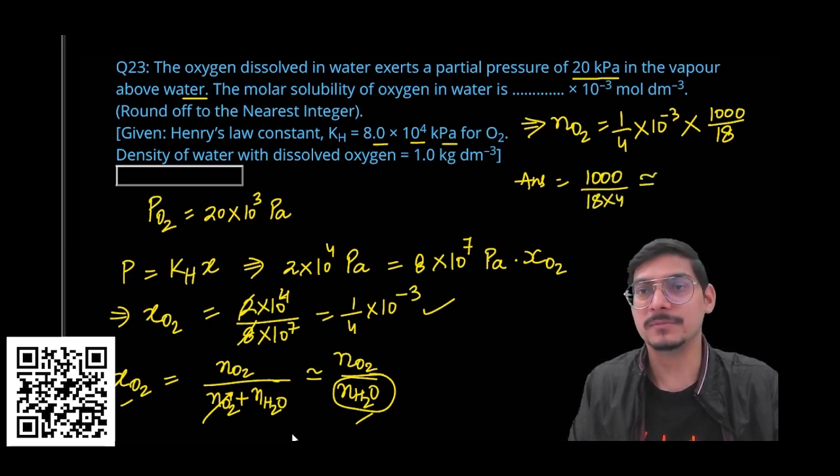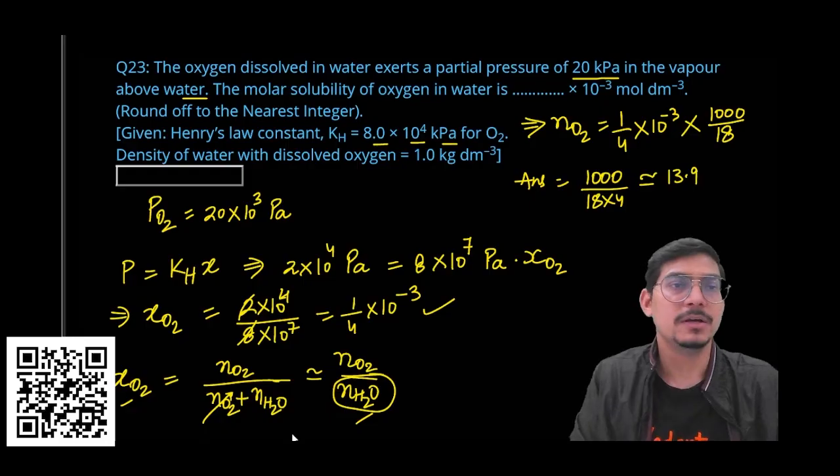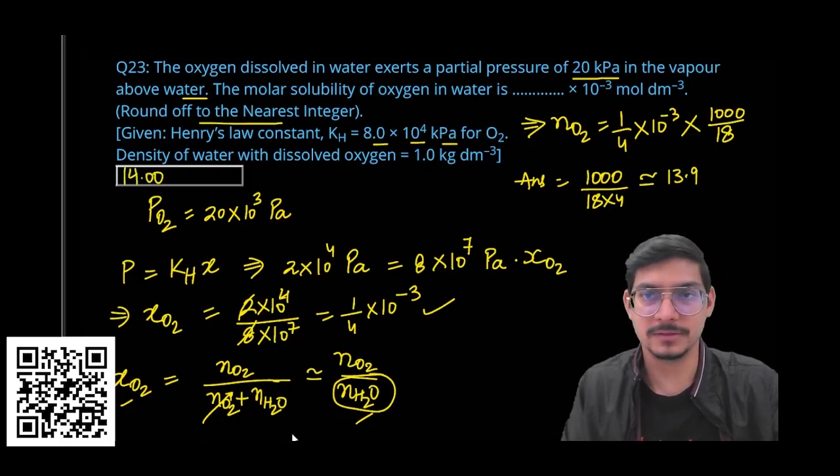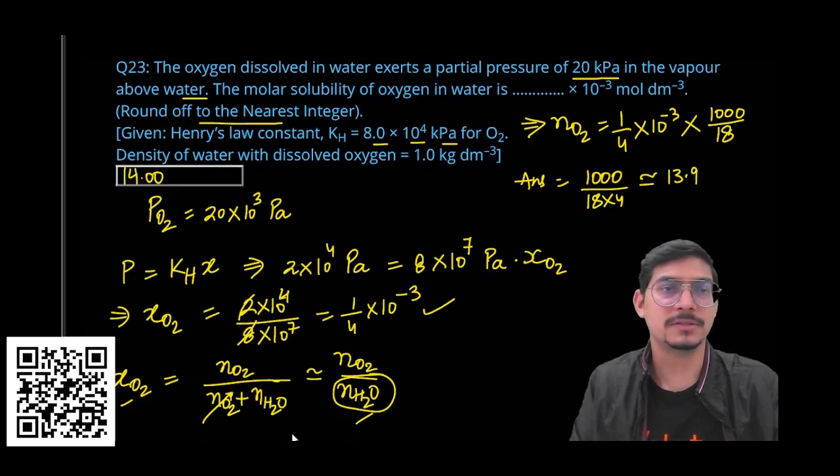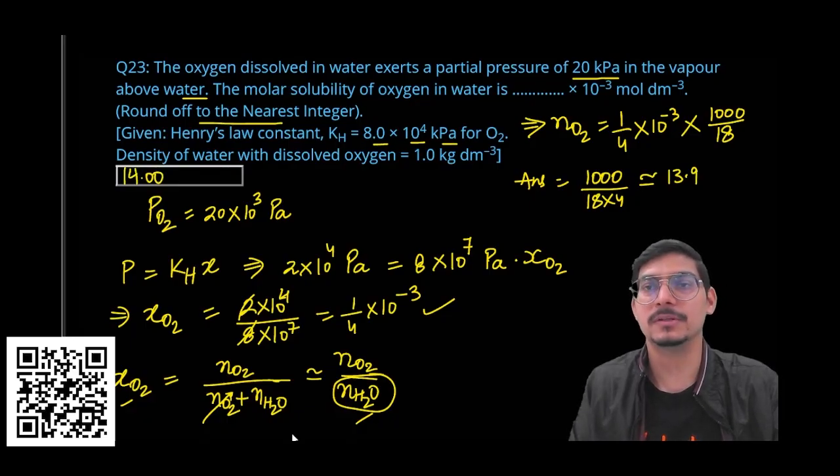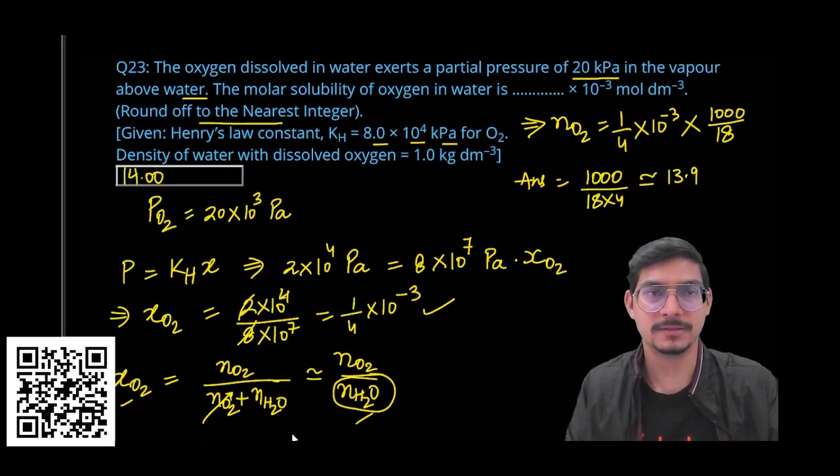This comes out to be approximately 13.9, and hence 14 is the correct answer, because the answer has to be rounded off to the nearest integer. So the molar solubility of oxygen is approximately 14 into 10 to the minus 3 mole per liter. That is the correct answer. Thank you for watching.